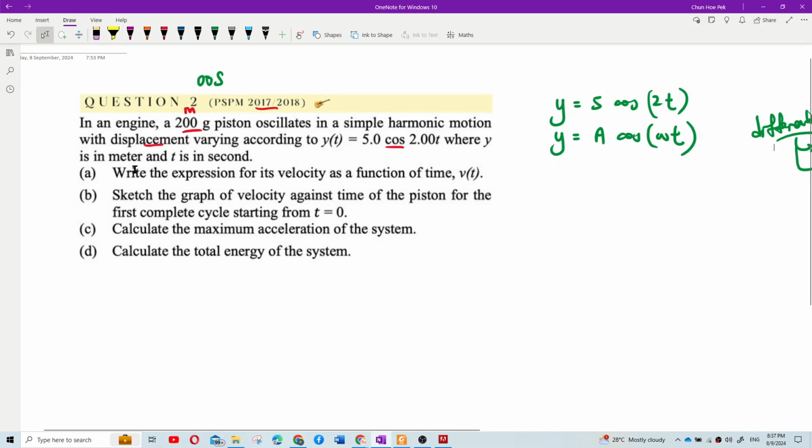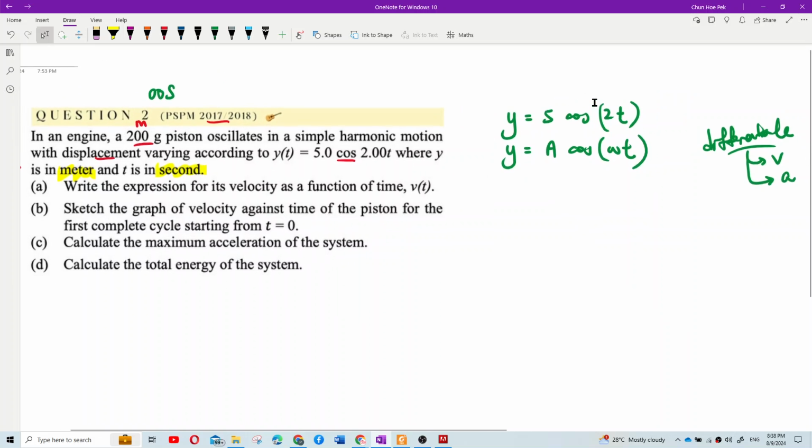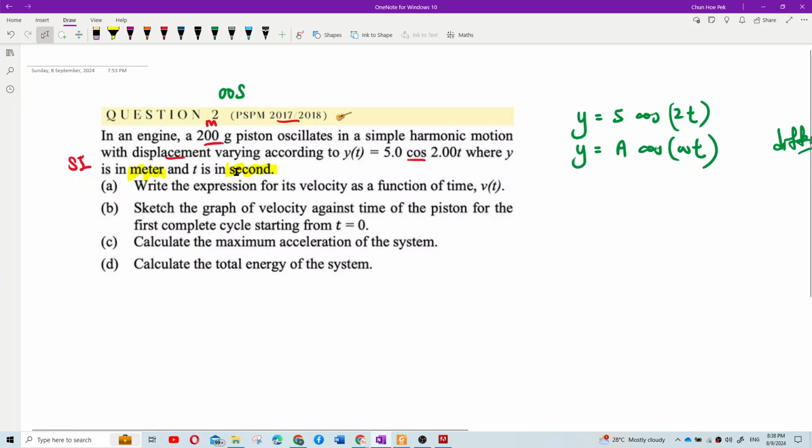And y is in meter, and t is in second. So all in SI units. So when he says y in meter, t in second, that means my amplitude is also in meter. When t is in second, that means my omega is per second. So my amplitude is in meter also.